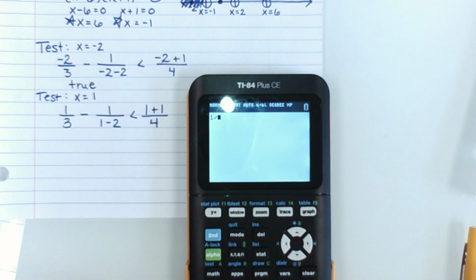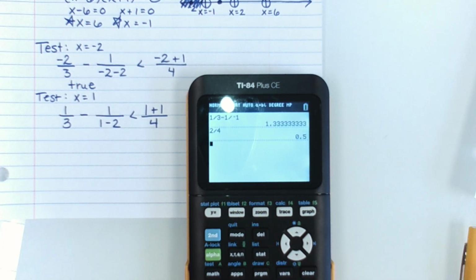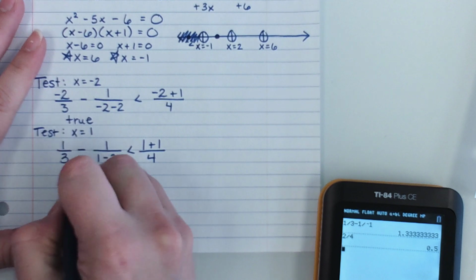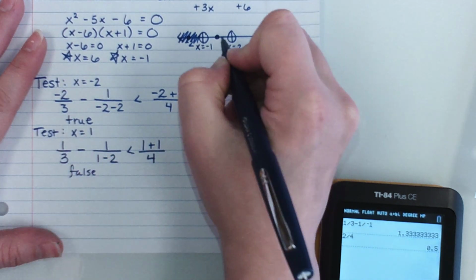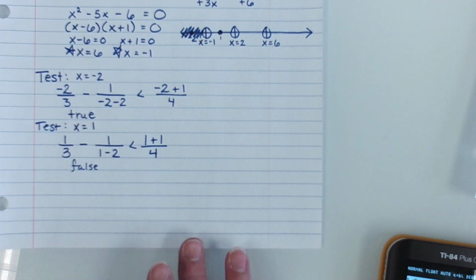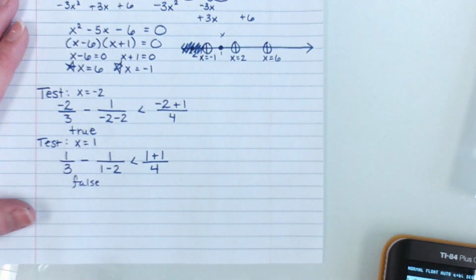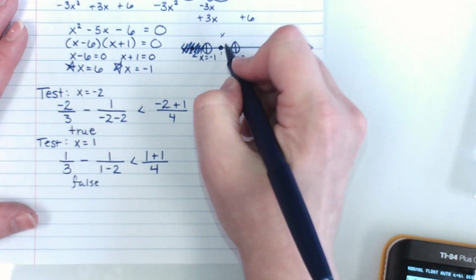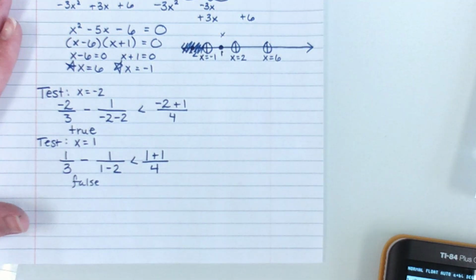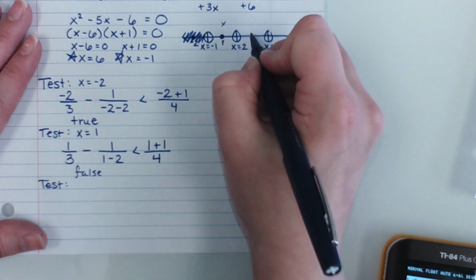Okay, so now 1 over 3 minus 1 over -1 and 2 over 4. Is that smaller than that? No. False. How would you do 0 over 0? Is that just 0? 0 over anything's just 0. That's false. I tested 1. I'm going to make a little X just to indicate I did the test. Next one I'm going to test is something in that region.